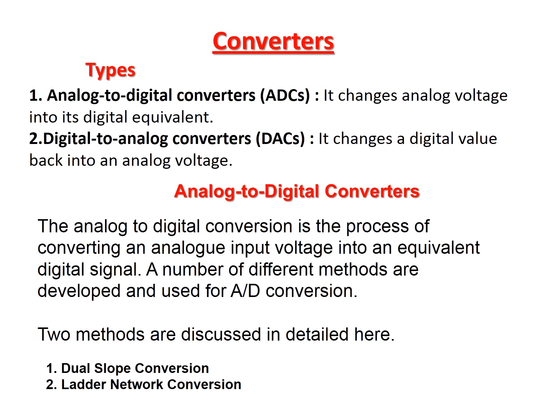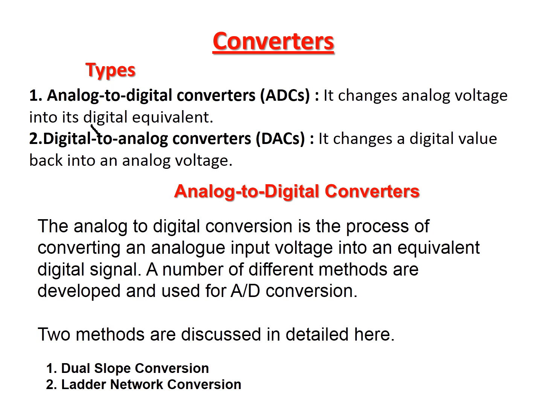The first one is the analog to digital converter, or ADC. It changes an analog voltage into its digital equivalent, analog to digital. So it will change an analog voltage, or a continuous voltage, to a digital voltage, or a discrete voltage.